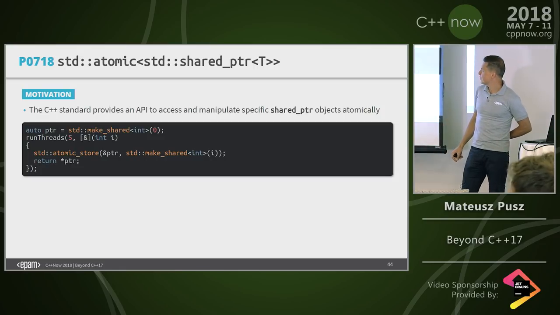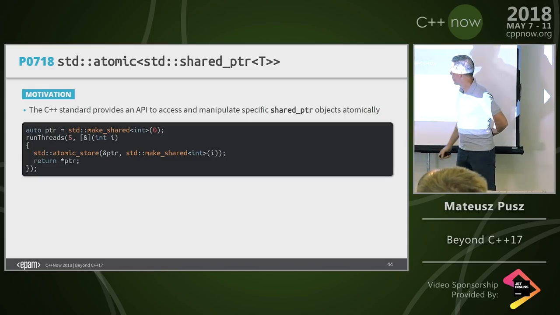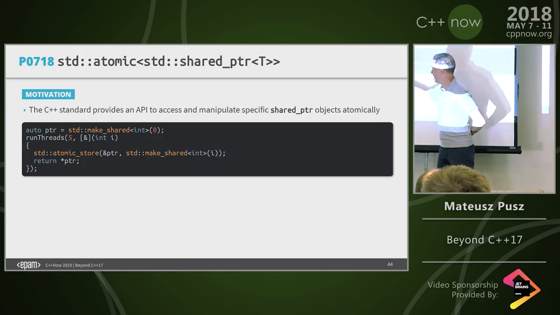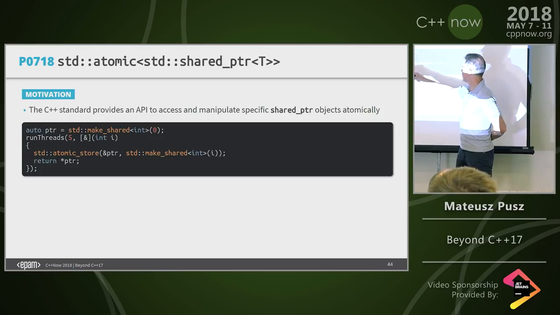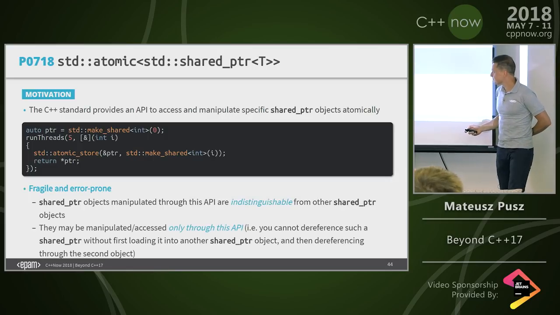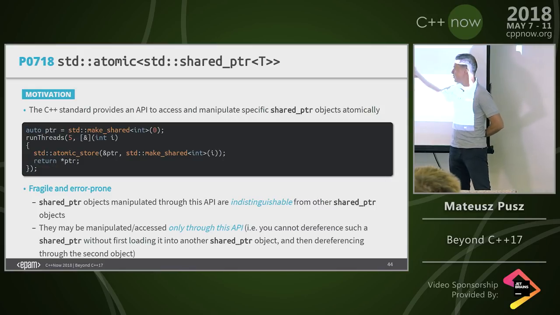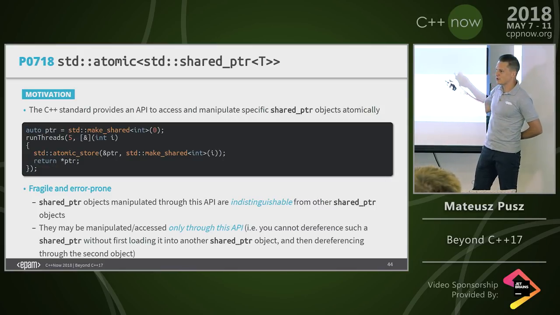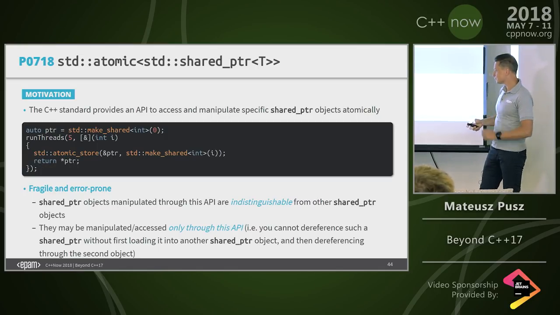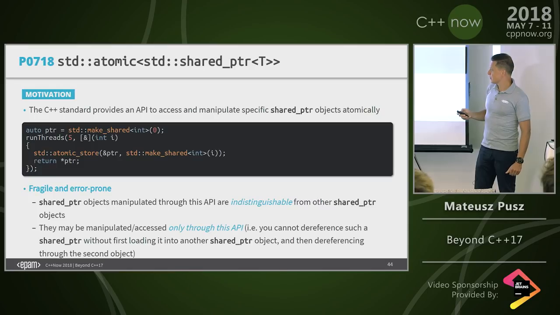Now we have a few features regarding the atomics. And basically, we standardized the shared pointer for atomic operations. Until now, we have so-called functions that manipulated shared pointers. There were some problems with that. Basically, objects manipulated by those functions were indistinguishable from the other typical shared pointers, so you had to remember which one has to be handled with those functions, which can be assigned directly, and so on. And there were many problems with that and bugs in the code because of this.